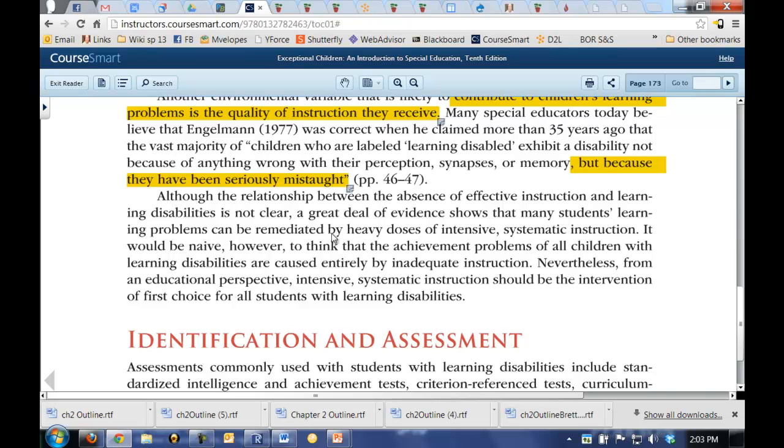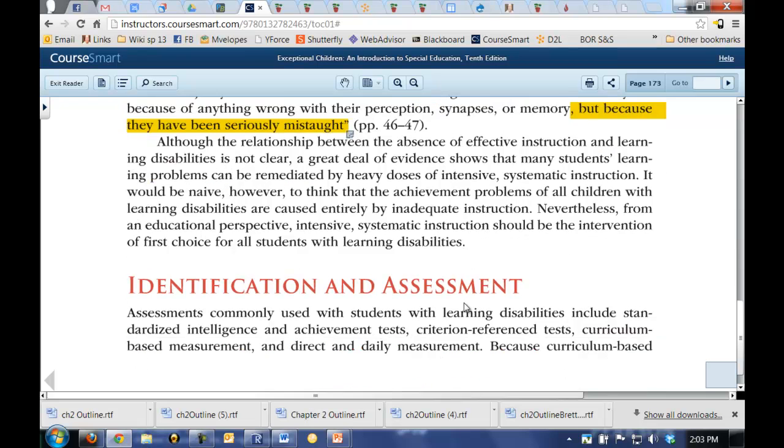So although the relationship of effective instruction and learning is not clear, a great deal of evidence shows that many students' learning problems can be remediated by heavy doses of intensive, systematic instruction. It would be naive, however, to think that the achievement problems of all children with learning disabilities are caused entirely by inadequate instruction. Nevertheless, from an educational perspective, intensive instruction is best.